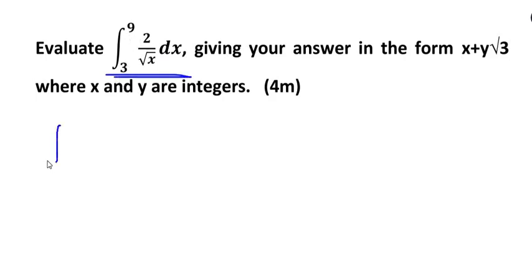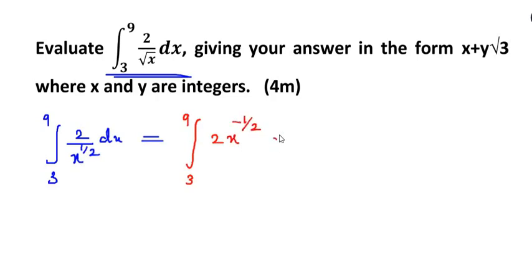So let us start by writing the limits, and 2 over, now square root of x, I am going to write it as a fractional power, so x to the power of half dx. Now the next thing I'm going to do is pull this x to the numerator. So integration between the limits 3 to 9 of 2 x to the power of negative half dx. Since the x moved from denominator to numerator, its power has become negative.